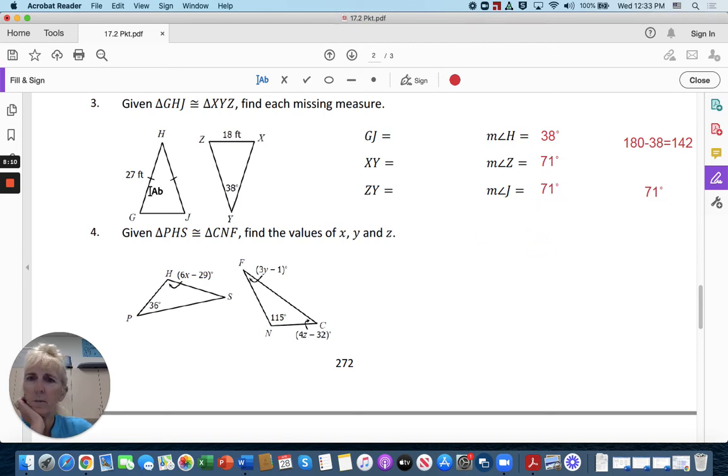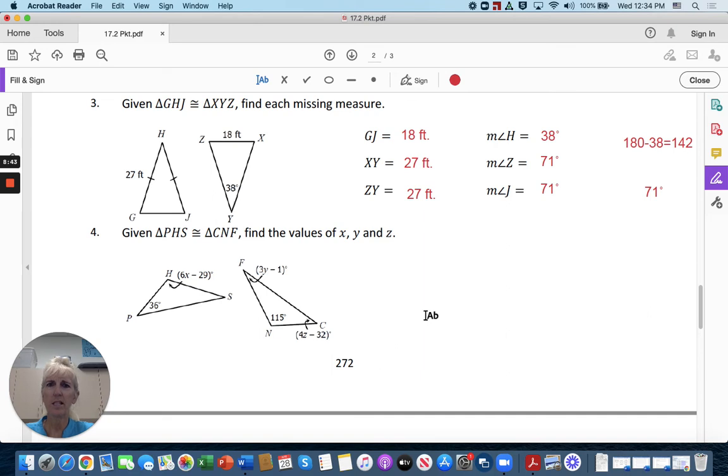Okay, then we can say if this is 27, then this side has to be 27. So we can go, let's see, GJ right here. Since that's 18 feet, this is 18 feet. XY is going to be 27 feet. And ZY, also 27 feet. And we're done with that one.